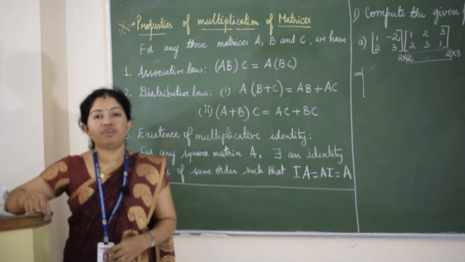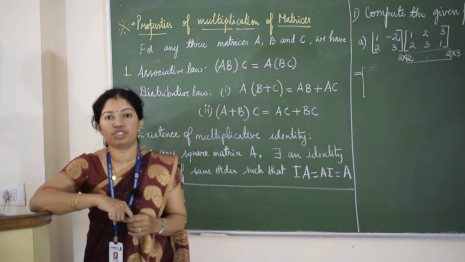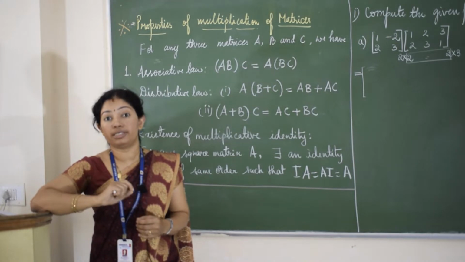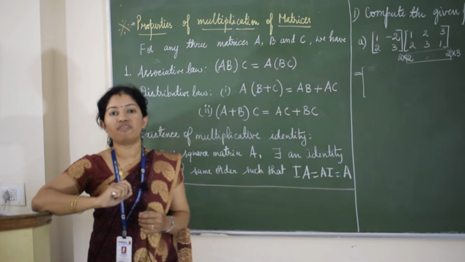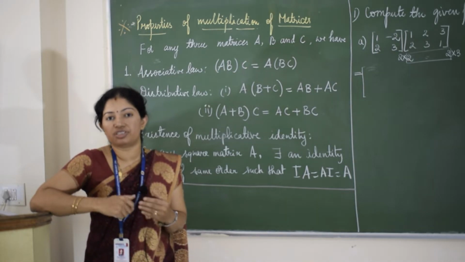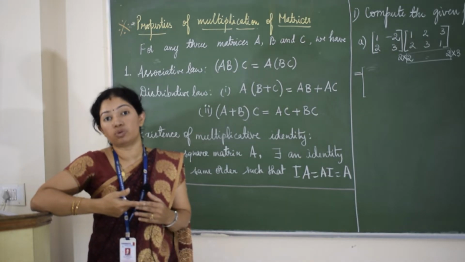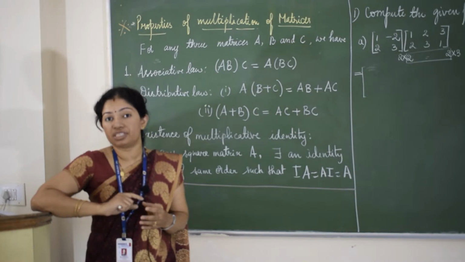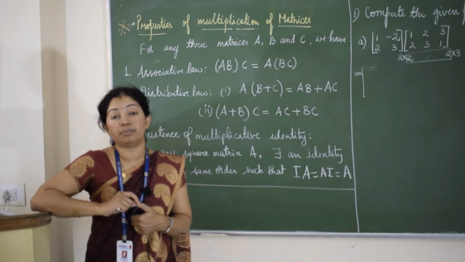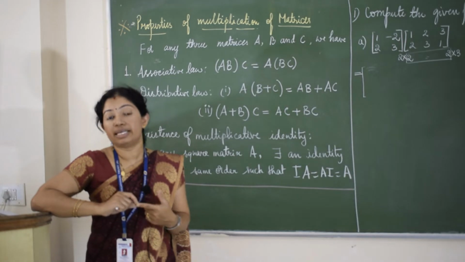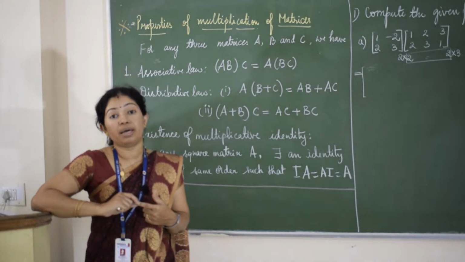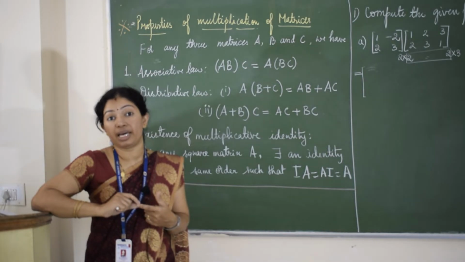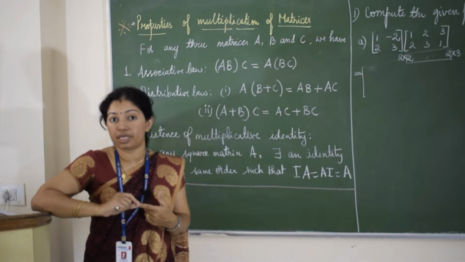Let us recall a few points from the previous problems which we solved. The first point is, matrix multiplication is possible when the number of columns of the first matrix is equal to the number of rows of the second matrix. That is the first condition you need to check in matrix multiplication. Second, matrix multiplication is not commutative. AB is not equal to BA in the case of matrix multiplication.